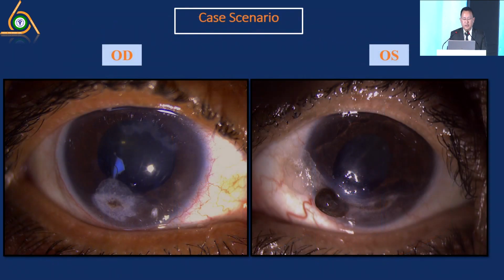So coming to the case scenario, here is a case with bilateral PUK, a known case of rheumatoid arthritis, which has been treated outside with a glue and BCL for the perforations. The patient has come to us with recurrence of perforations with iris prolapse, and the glue has been dislodged in the left eye. So we considered a crescentic patch graft in this patient.